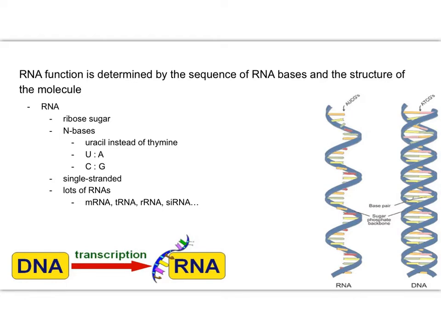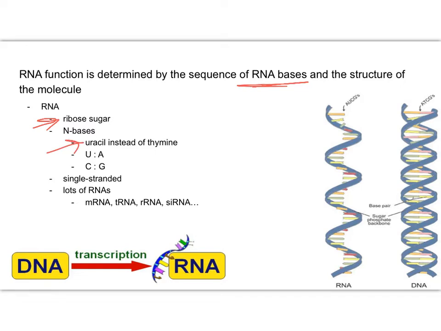So RNA function, just like DNA, is determined by the sequence of those RNA bases. And so its function is a little bit different than DNA's. I know we said that it could carry genetic information, okay? Usually it's helping with the process of protein synthesis. So its structure is going to be a little bit different than DNA. It's going to have ribose sugar instead of deoxyribose sugar like DNA has. Its nitrogen bases are going to be a little bit different.